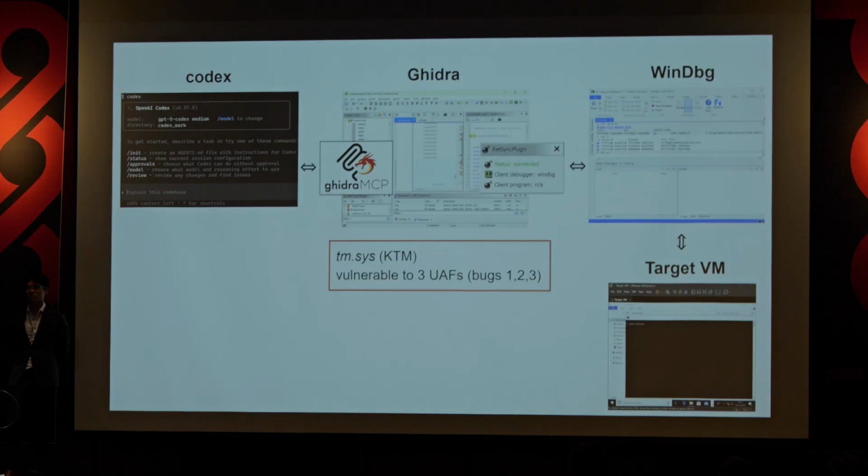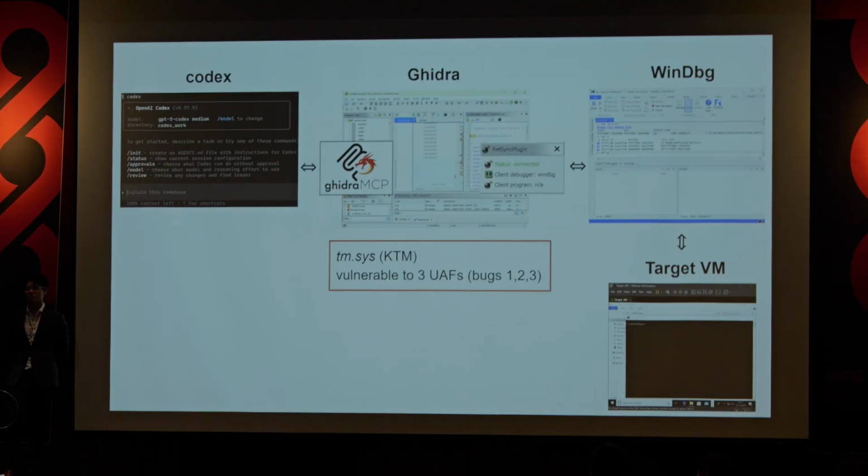In Ghidra, I'm loading a vulnerable tm.sys, which is vulnerable to the first bug exploited in the wild and the two bugs that Jael presented that he found in between. The reason for this is that it's going to allow us to train the LLM with some common patterns.